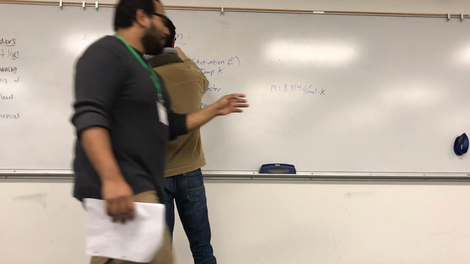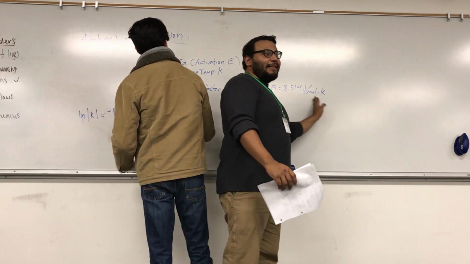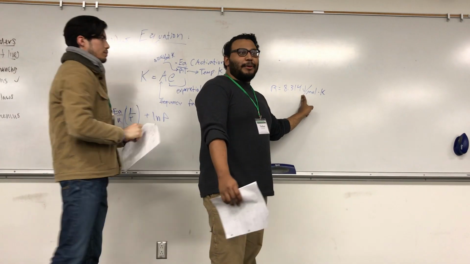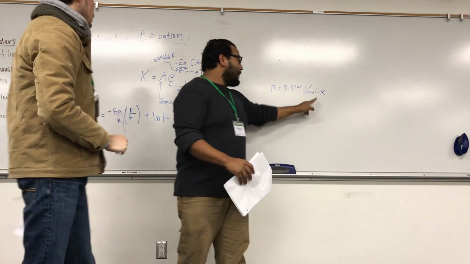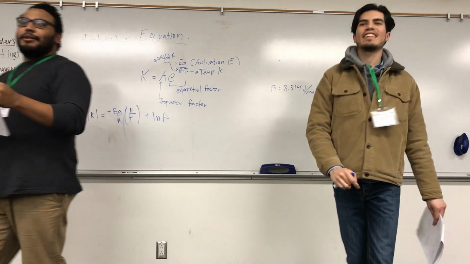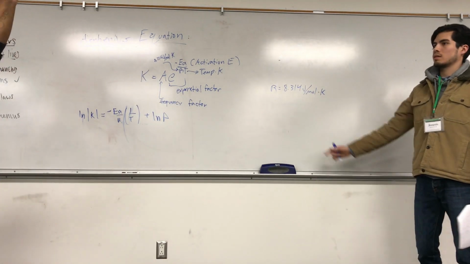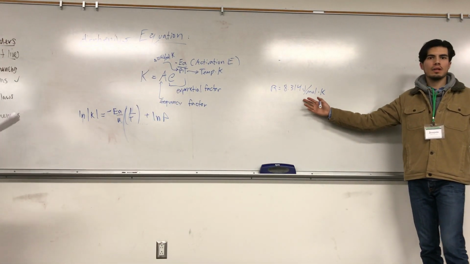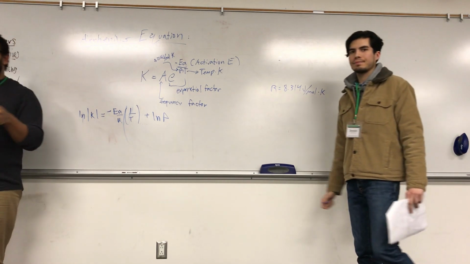So maybe highlight this, because if they give you something in kilojoules, what do you got to do? Turn it to joules, right? If they give it to you in Celsius, if they're jerks, you got to add 273, right? So adjust your units to your constant. Your constant determines your units.